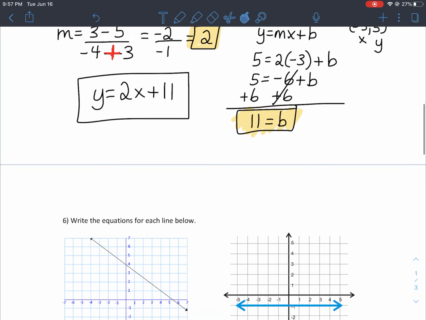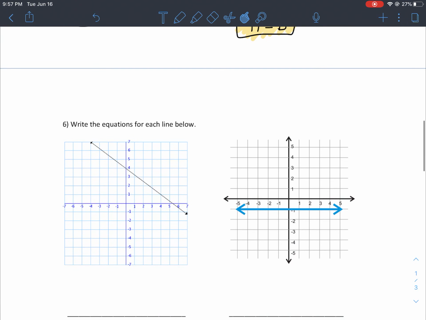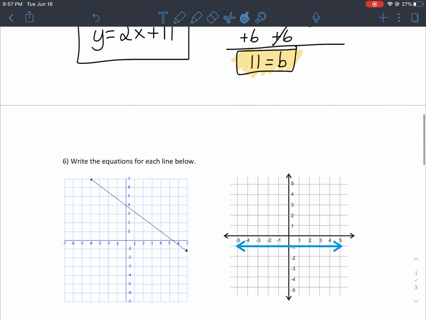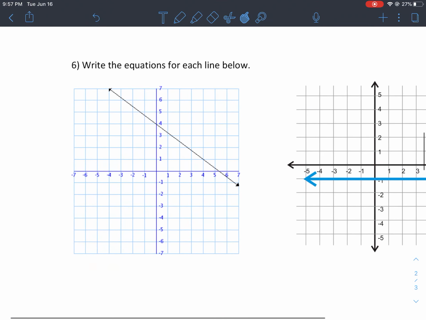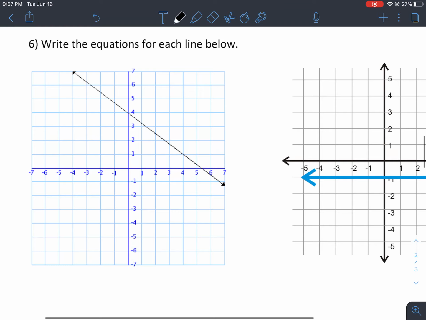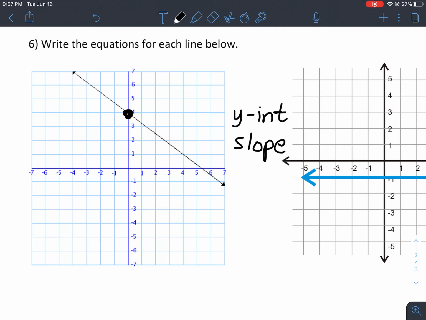Okay, so just taking a look at something extra here. What if we're given graphs and we're asked to write the equation? This is actually a lot easier than 1 through 5. So all we need to do to write an equation of a line, we need the y-intercept. I'm going to abbreviate that y-int. And we need slope. So our y-intercept is wherever the graph crosses the y-axis. So on number 6, it looks like it crosses at 0, 4.